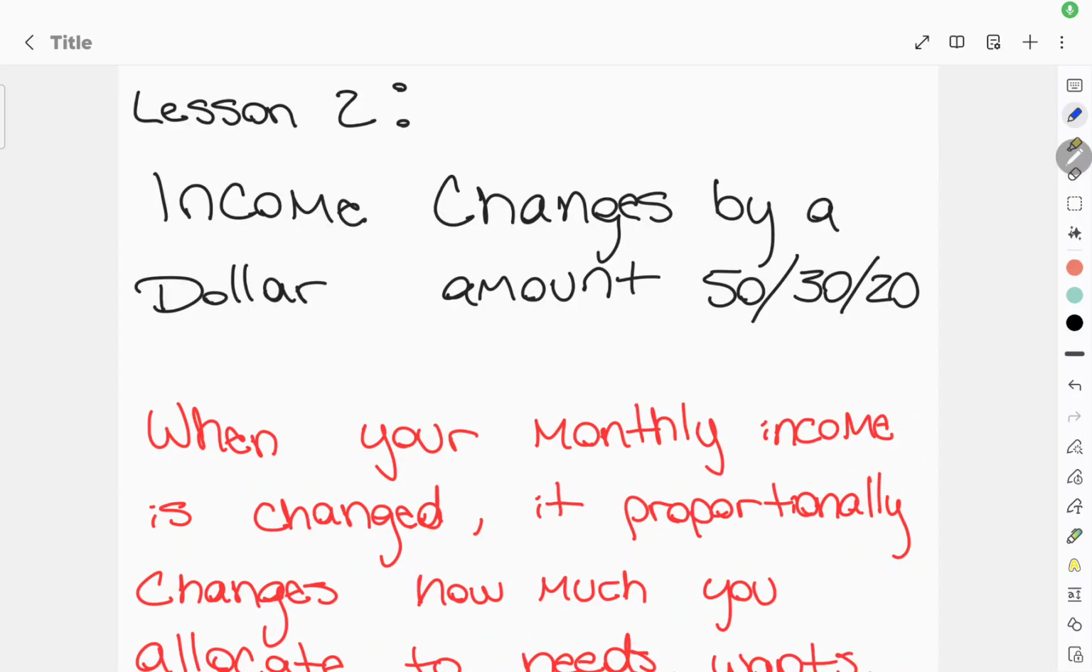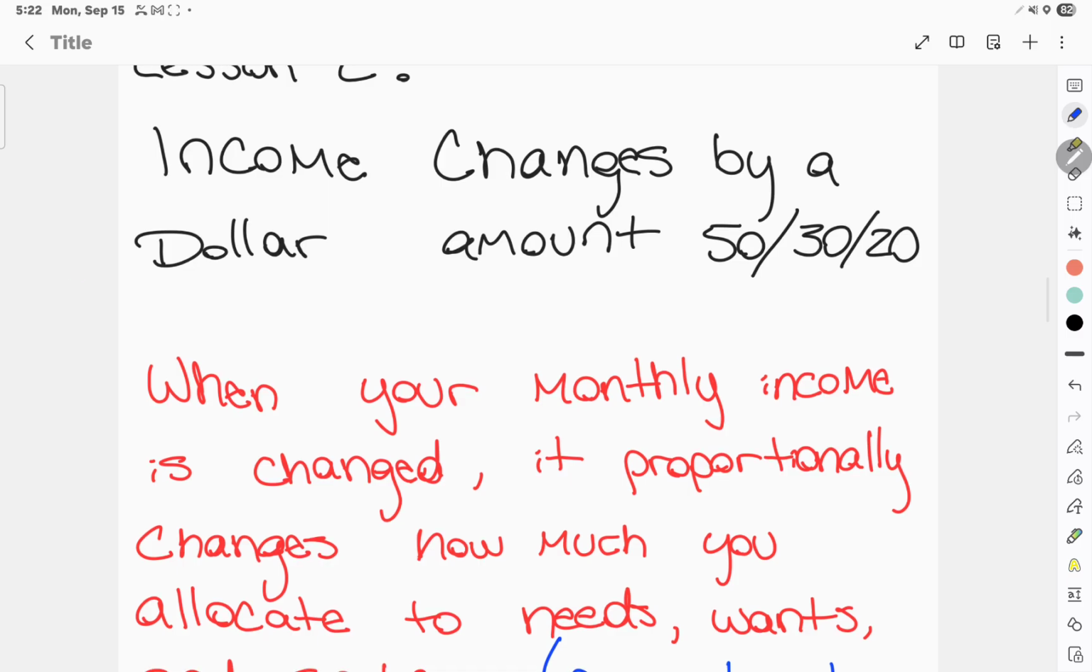Welcome to lesson 2 of the 50-30-20 rule. So today we're going to learn about income changes by a dollar amount as it pertains to the 50-30-20 rule.